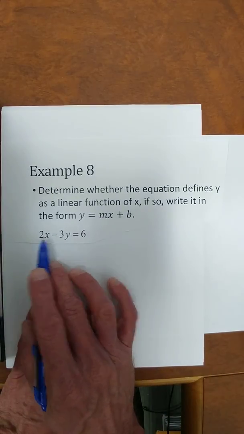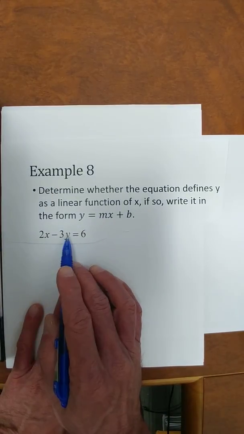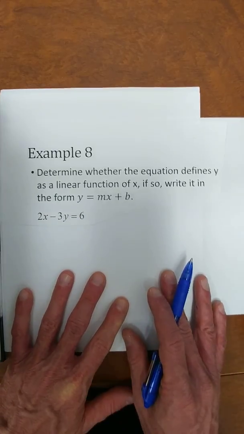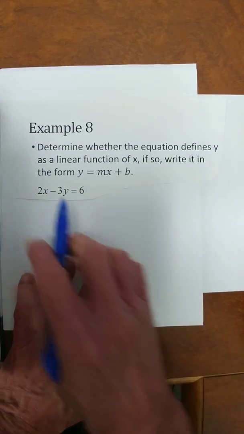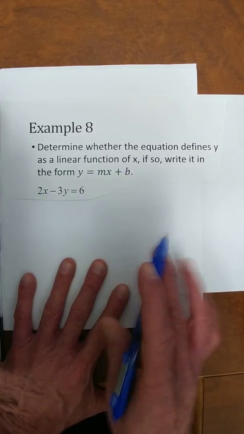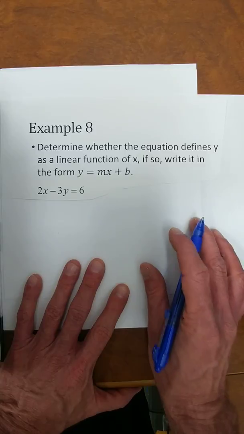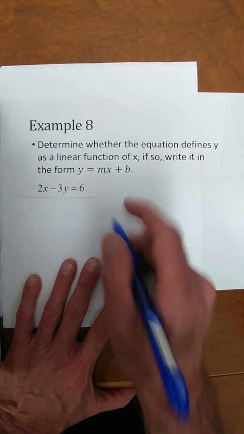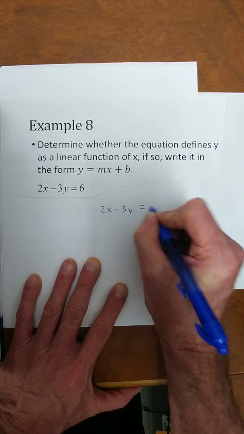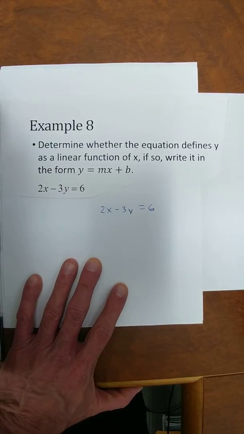Okay, this is linear because notice that both the exponents of x and y are 1, so they're both degree 1. So that means that anytime you have x and y and no other exponents other than 1, it will be a linear function. So what we're going to do is take it and put it in slope-intercept form, or y equals mx plus b form.